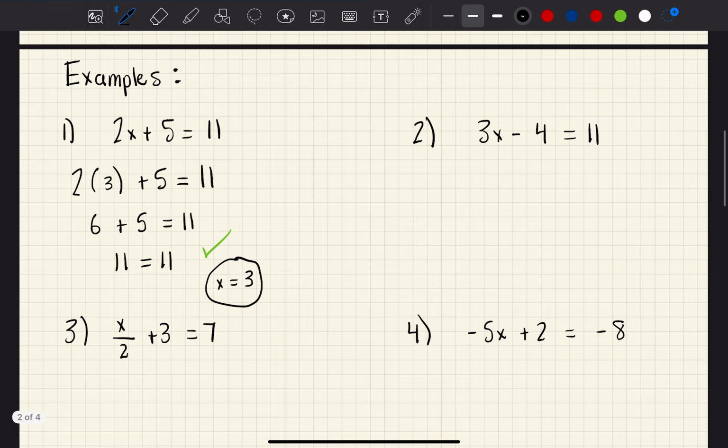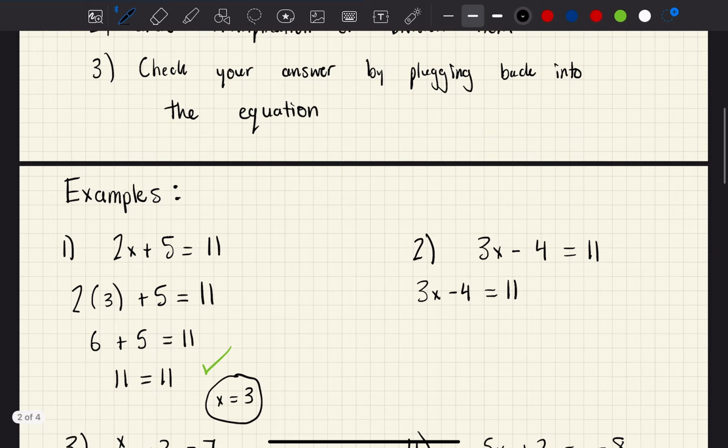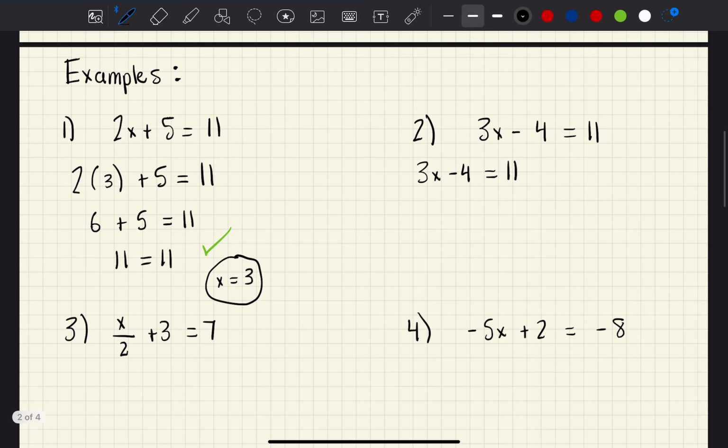Okay, our second example. We have 3x minus 4 is equal to 11. So we'll write out our equation: 3x minus 4 is equal to 11. Okay, our first step is going to be, like mentioned above, undo addition or subtraction first. So we have a minus 4 on this left side. So the opposite is plus 4.